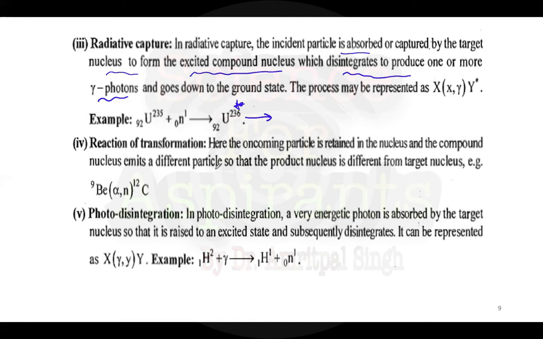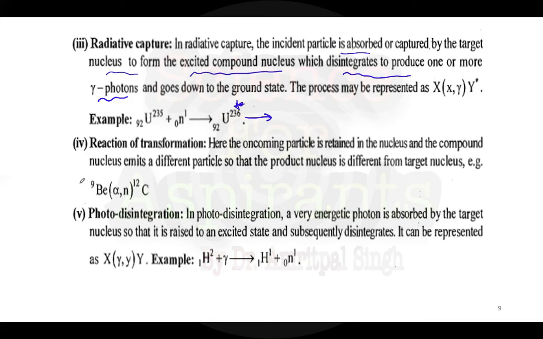The next type of example is the transformation reaction. In this, the incoming particle is absorbed by the nucleus, and the compound nucleus which forms emits a different particle.